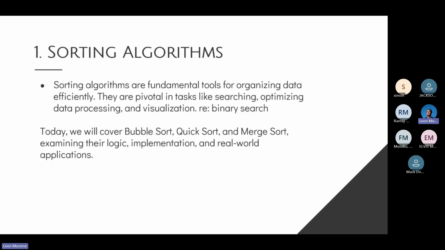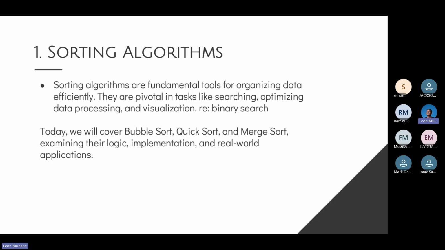Now, for data processing, that's another thing. With ordered data, you can process data faster. For visualizing data properly, you might need ordered data. So it's very crucial, because as you work constantly on bigger and bigger projects, you'll end up encountering it a lot more. So as I said, we'll cover bubble, quick, and merge sort. We'll examine their logic, implementation, and real-world application, how they might work, basically as we code it through.